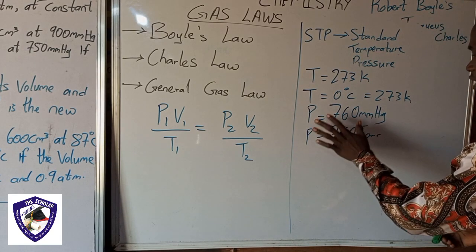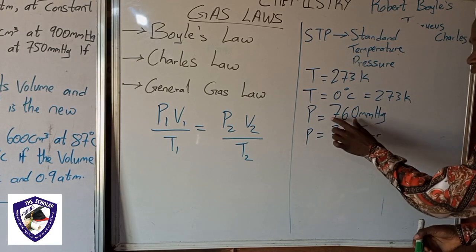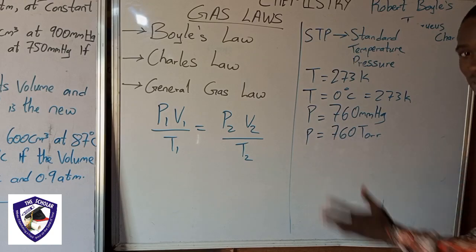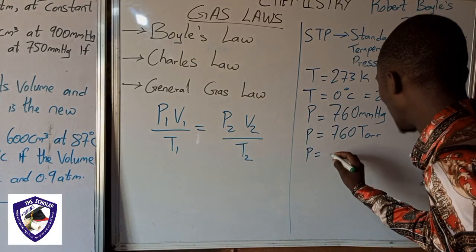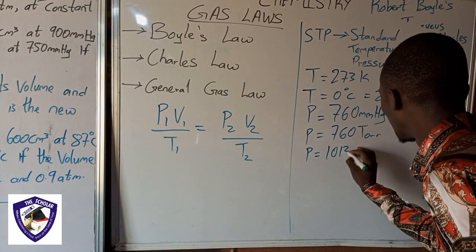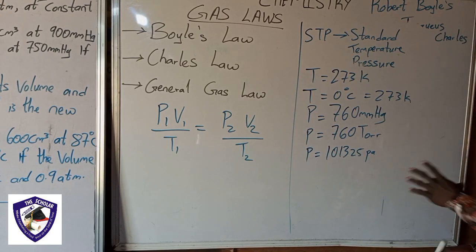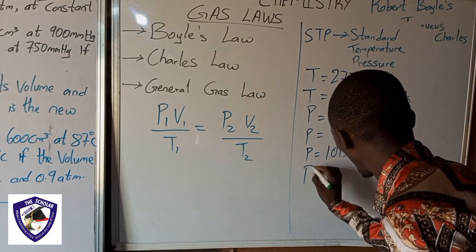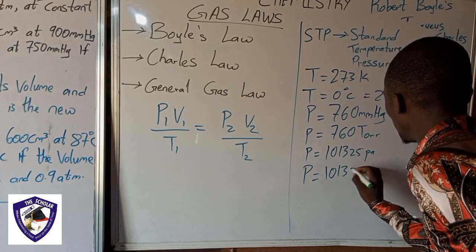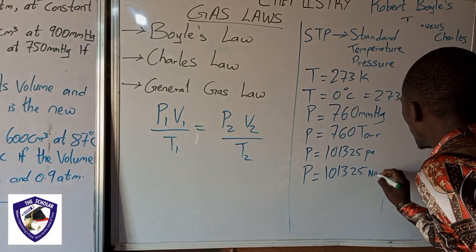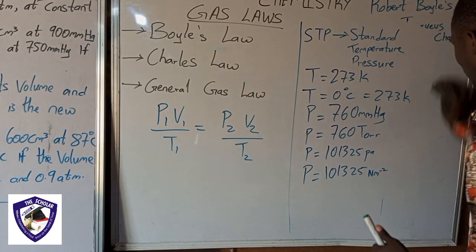Are you with me? Pressure is measured in millimeter mercury, and the value for this millimeter mercury is 760, while for torr, it is 760 also. Pressure is also measured in pascal, and the value is 101,325 pascal. Now pressure is also measured in Newton per meter square, and the value is 101,325 Newton per meter square.